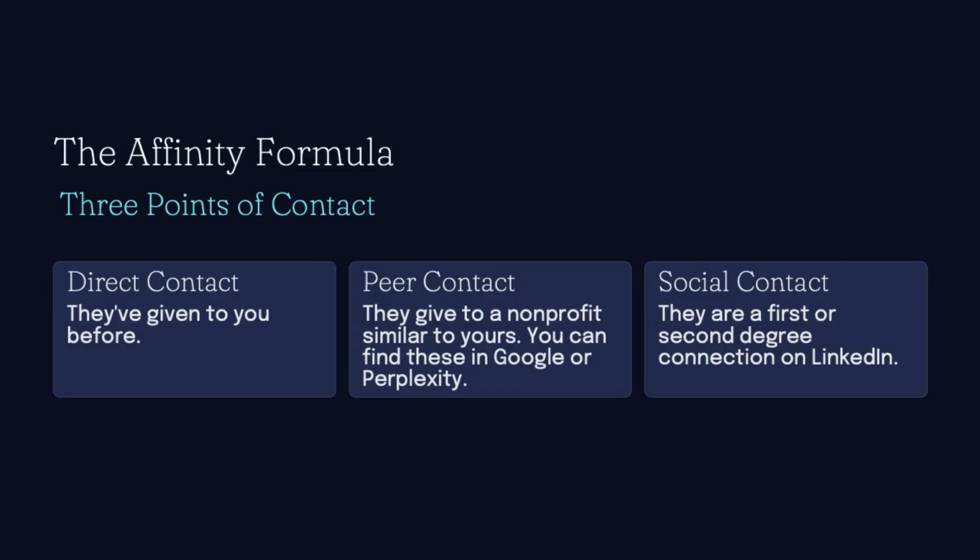Stop looking for net worth and start looking for 3 points of contact. The affinity formula. Number 1, direct contact. They've given to you before. Number 2, peer contact. They give to a nonprofit similar to yours. You can find these in Google or Perplexity. And number 3, social contact. They're a first or second degree connection on LinkedIn. I have another video to talk more about how to do that on LinkedIn.